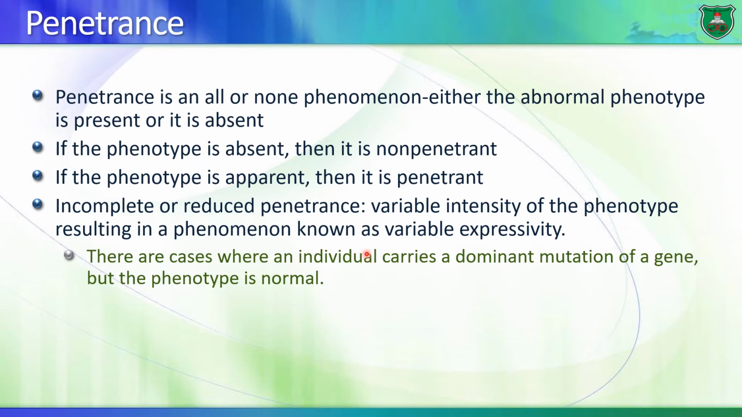And this could be caused by variable expressivity, meaning that the expression, the appearance of a phenotype is there or not, mild or severe. So some individuals might have dominant mutations of a gene, yet they are normal. That's penetrance.